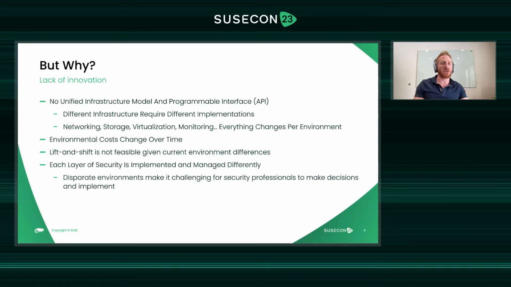The other aspect is that environmental costs change over time, and this is becoming a bigger and bigger issue. At some point you might find it is cheaper to run on premise, and at another point it is cheaper to run in the cloud. We don't really know which is going to be cheaper at any given time. So I think being agile in the way we develop things is really key to thinking about what we're going to do with the business. And quite frankly, lift and shift is just not feasible given current environmental differences.